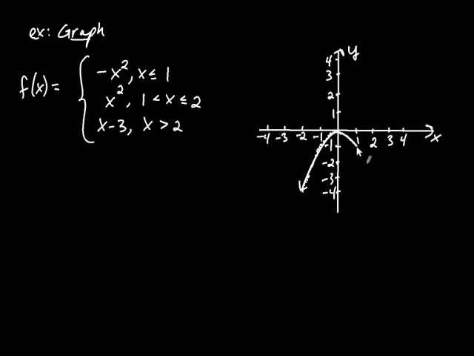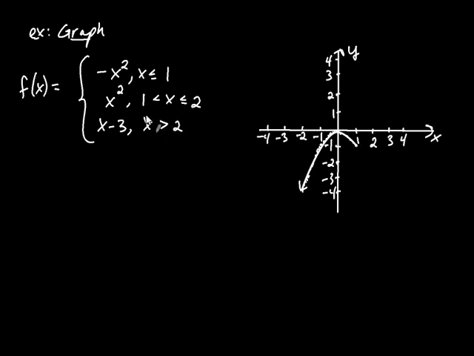And then you have to ask yourself, what happens at this little point right here? And the answer is we want to keep it solid because this rule applies for when x is less than or equal to 1. So we definitely want to include that point right there. We don't want to make an open circle.